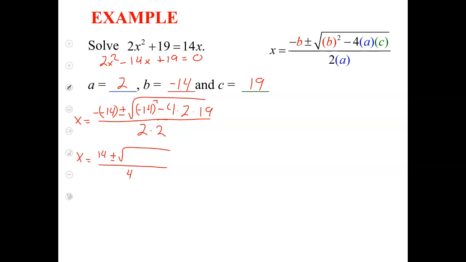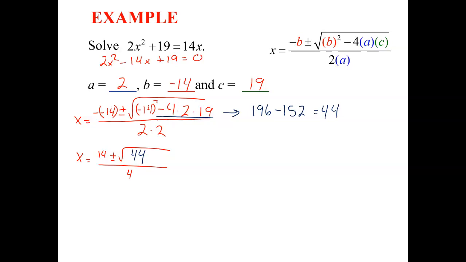All right, so let's simplify the radical. Negative 14 squared is 196. 4 times 2 times 19 is 152. 196 minus 152, so that's under the radical. And I already simplified the negative 14 to 14, and did the 2 times 2 to 4. So you can do a lot of those together.